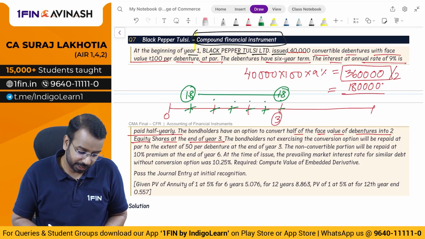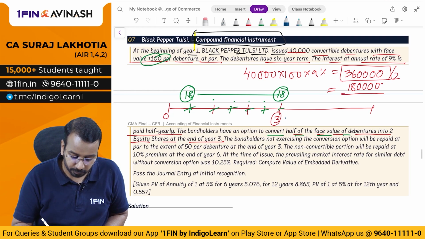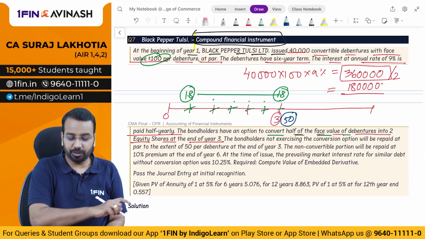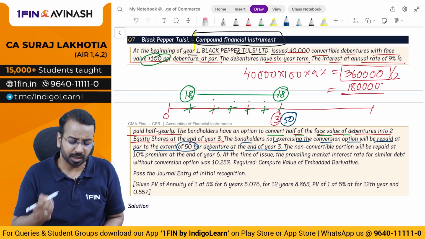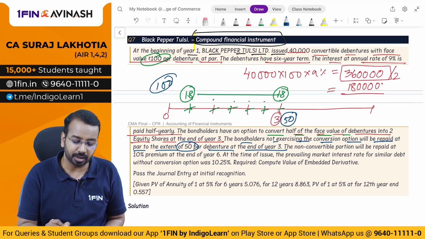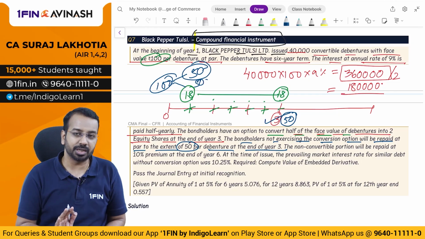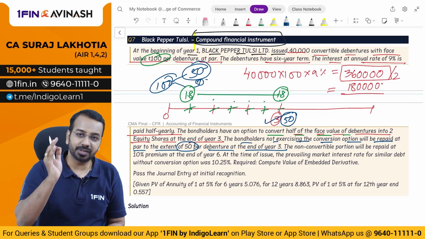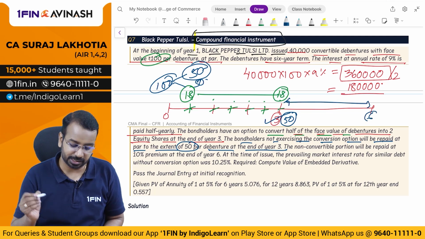Okay. Right. Now what are they saying? Half of the face value of the debentures, 100 is the face value, 50 face value of debentures can be converted into equity shares. The bond holders not exercising the conversion option will be repaid at par to the extent of 50% per debenture at the end of year 3. Basically we have issued 100 of face value. This has 2 parts, 50, 50. 50 will be repaid or converted into equity shares at the end of year 3 or at the end of 6 periods. The remaining 50 will continue from this period till the end of 6th year.